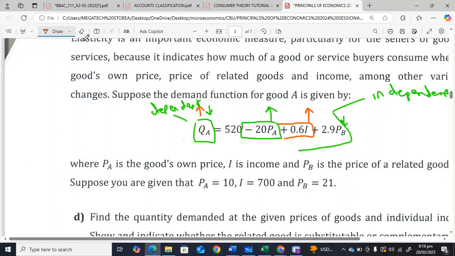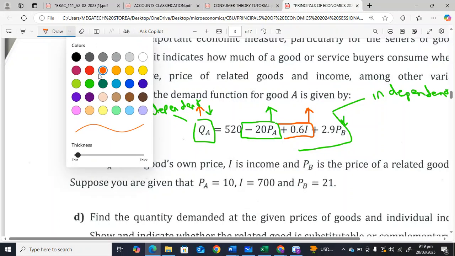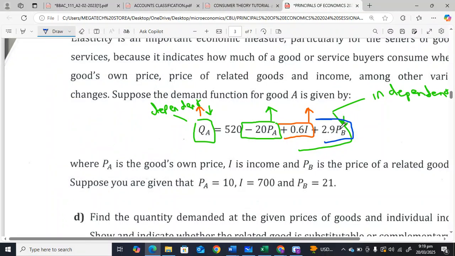Then finally, PB, same scenario. It has a positive sign. So just as we said, if PB increases, QA increases. That was what I was explaining earlier on. I hope everyone has got that.